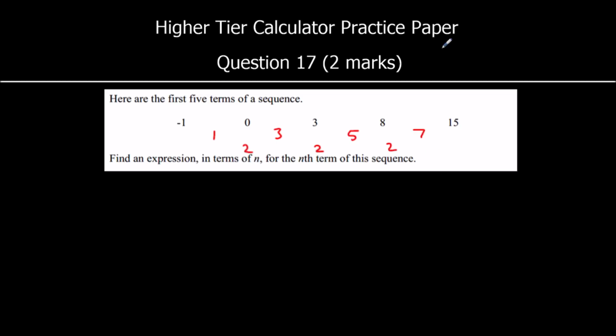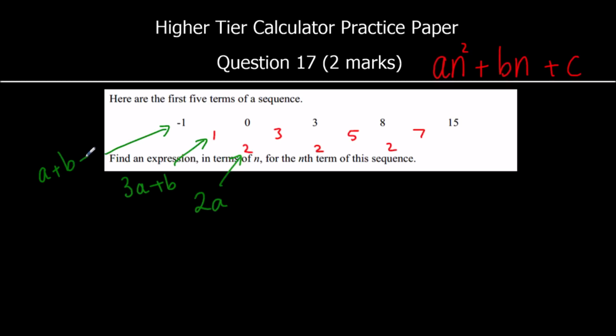A quadratic sequence is in the form something n squared plus something n plus something, an squared plus bn plus c. I've memorized that this number is 2a. This number here is 3a plus b, and this number here is a plus b plus c. So I'll use those to work out what a, b, and c are. So 2a equals 2. That means a must be 1. So it's 1n squared.